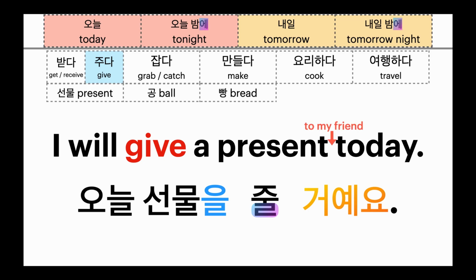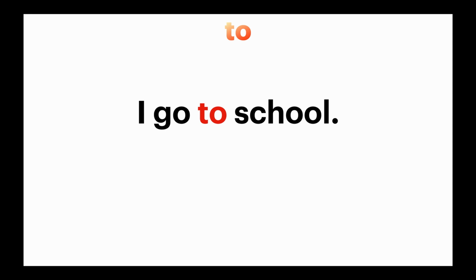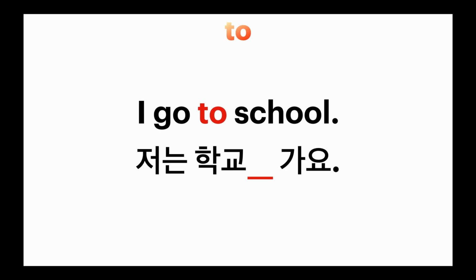Now what if we want to say to my friend? In order to say to a person, it's actually a different word than the to in a sentence like I go to school. Do you remember what this to would be? 저는 학교에 가요.